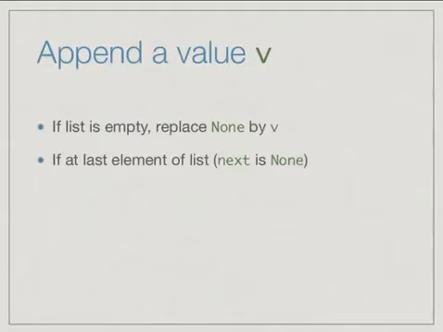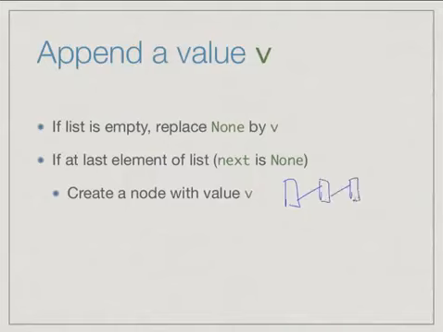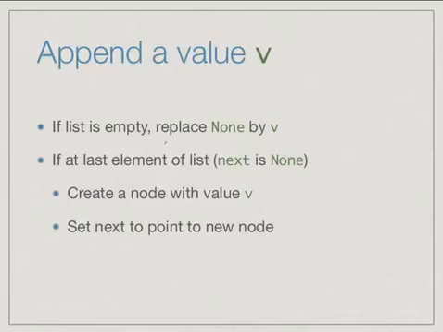If we are at the last element of the list, and we know that we are at the last element because the next value is none, then what we need to do is create a new value. So we walk to the end of the list, right? And then we reach none. So now we create a new element here with the value v, and we make this element point to it. So we create a new node v, and set the next field of the last node to point to the new node.